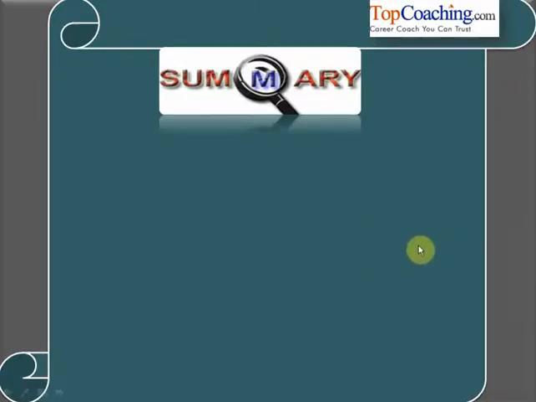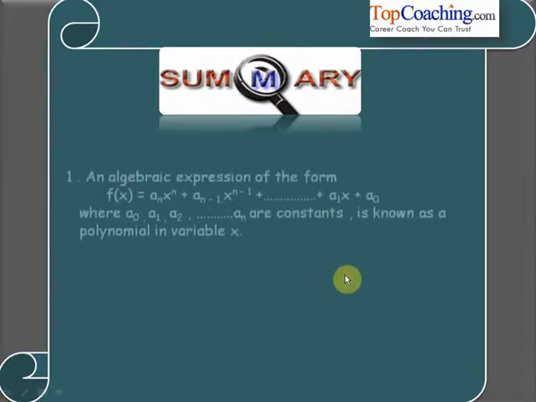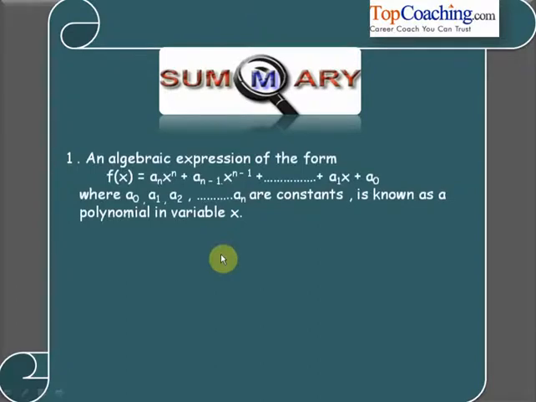It's time for us to summarize all the important points that we have studied in this chapter. The first is an algebraic expression of the form f(x) = an·x^n + a(n-1)·x^(n-1) and so on up to a1·x + a0, where a0, a1, a2 and so on up to an are constants, is known as a polynomial in variable x. So any algebraic expression of this form where a0, a1, a2 and so on up to an are constants is known as a polynomial in variable x.